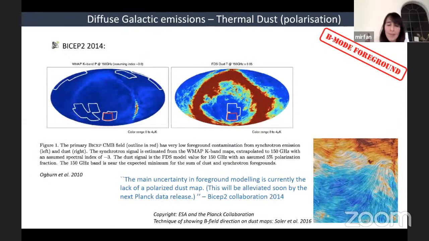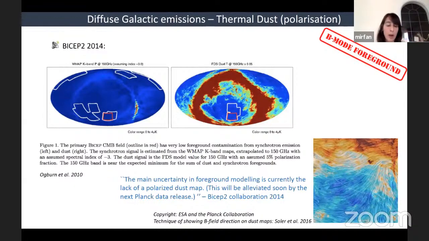Now, you knew this was going to happen. You knew that we wouldn't do a foreground discussion without talking about BICEP 2. So here is the obligatory slide on BICEP 2. So in 2014, BICEP 2 observed B modes. They thought that it might be CMB B modes. It was foreground B modes.